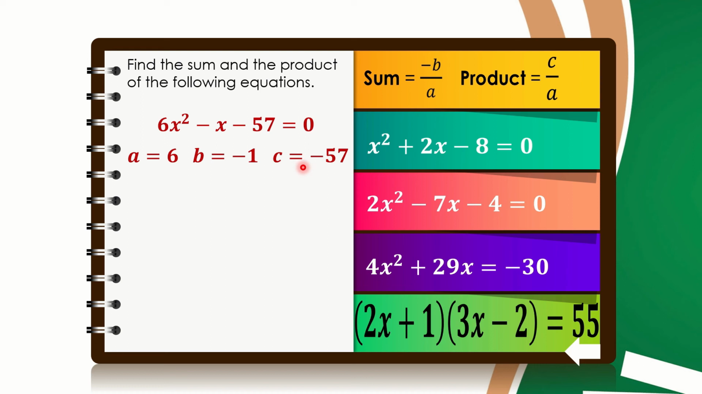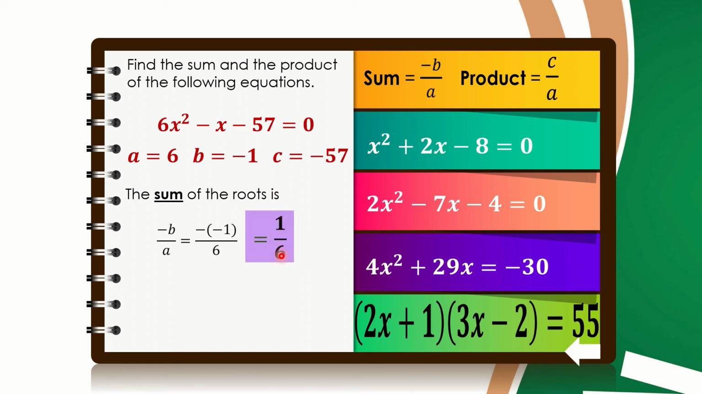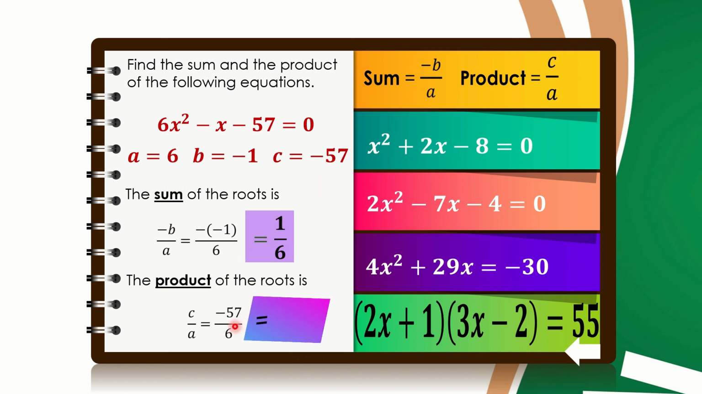So from here, the sum of the roots will be negative times negative 1 for b over 6. Simplify this one. The sum is equal to positive 1 over 6. Now let us move on with the product. So we have negative 57 for c and positive 6 for a. Therefore, the product of the roots is negative 19 over 2.